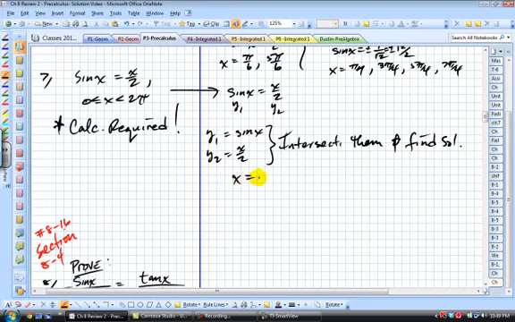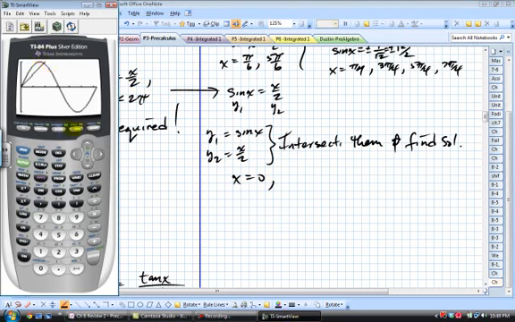So x equals 0 makes sense because sin of 0 is 0 and 0 divided by 2 is 0. So 0 is obviously a solution. But what is the other one? What is this one right here? So all you do is go second calc, hit number 5, go enter, enter, and put your cursor next to the intersection point here. Got to find your cursor though.